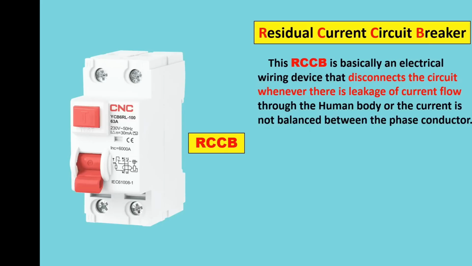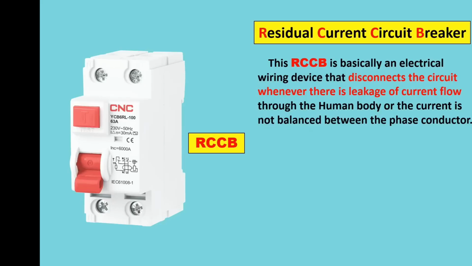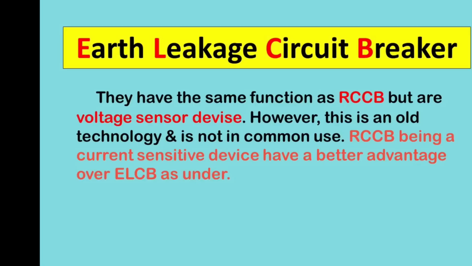Okay, let's move on to our next device, that is ELCB. Full form of ELCB is earth leakage circuit breaker. Working of this circuit breaker is the same as RCCB, that is to protect you from electrical shocks. Now you will think that RCCB is providing protection from electrical shocks and ELCB is also providing protection from electrical shocks. Then what is the difference? Friends, I am going to tell you two differences between RCCB and ELCB. Then your doubt will be cleared.